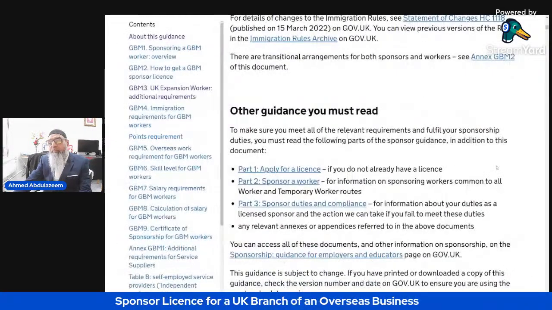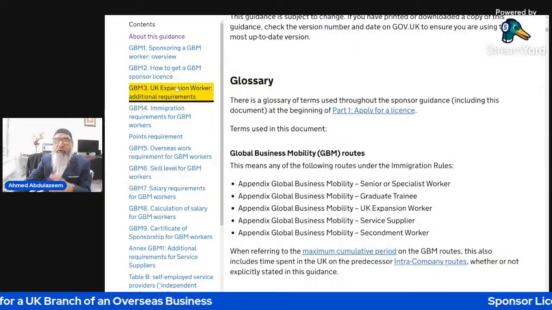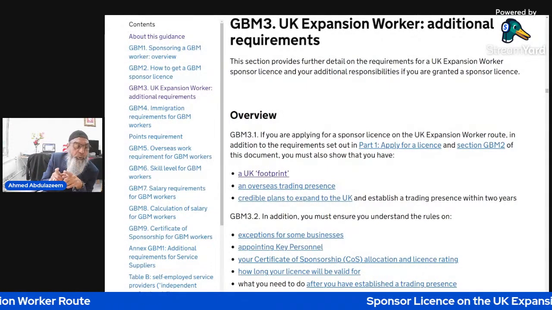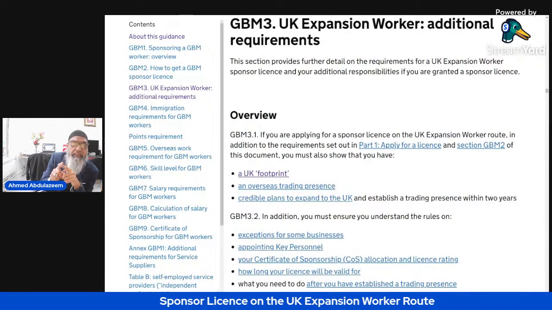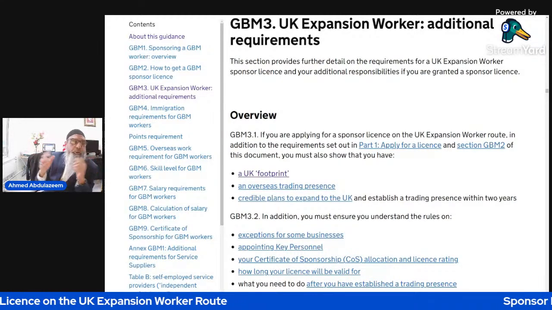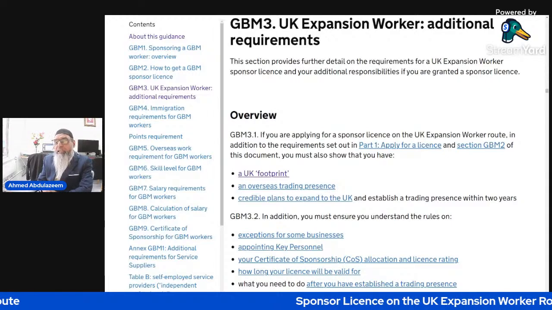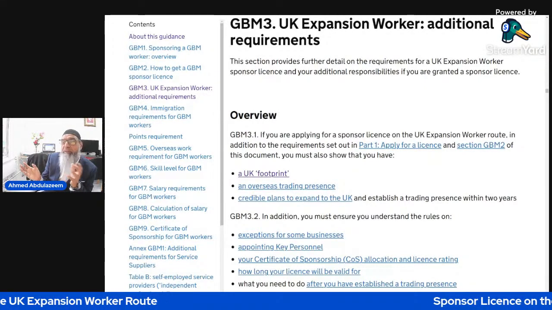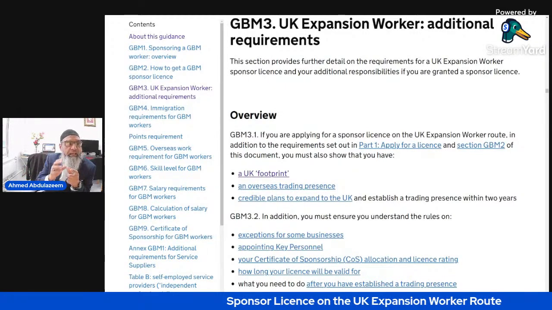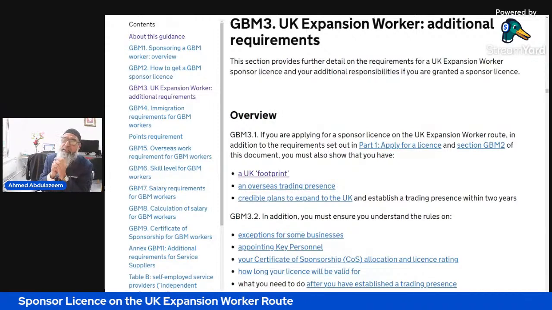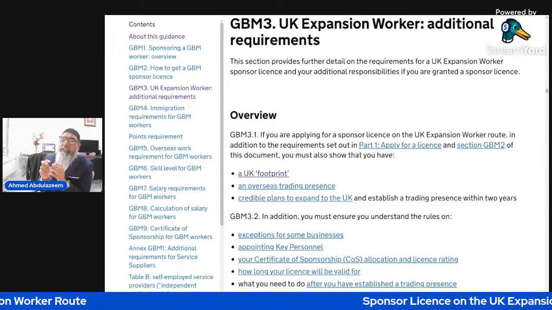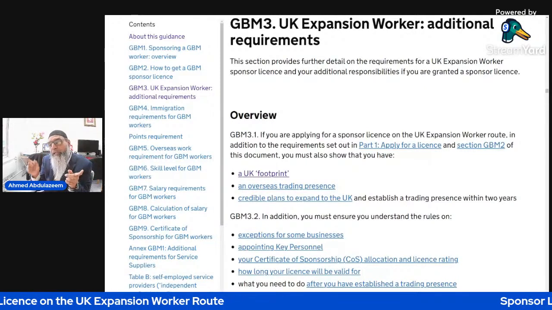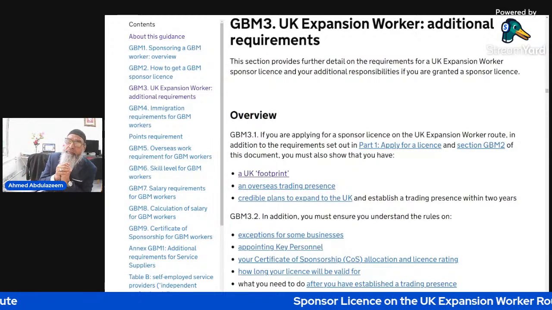Now, when we are going to apply for the sponsor license, this is called sponsor license on the UK expansion worker route. Now, there are general requirements to apply for the sponsor license that are almost applicable in every type of scenario. But when it comes to opening a UK branch of an overseas business and we intend to recruit UK expansion worker for this, then there are additional requirements when we intend to apply for a sponsor license. So here we are talking about what the additional requirements are if this sponsor license is for UK expansion worker. Here these are listed below. So this gives an overview.